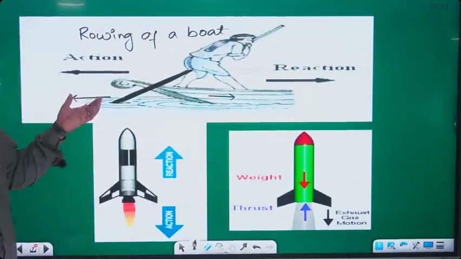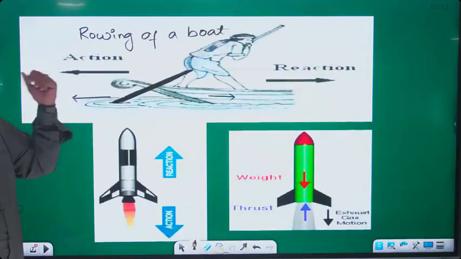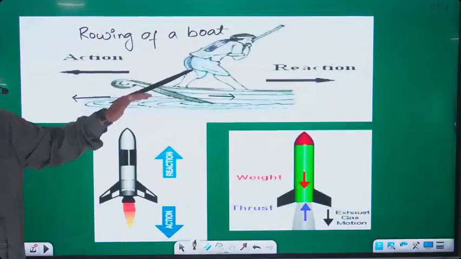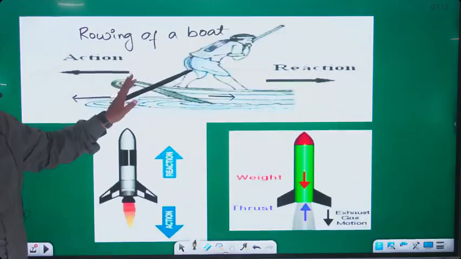So action is on the water in the reverse direction. The reaction is on the boat moving in the forward direction. So action as well as reaction.